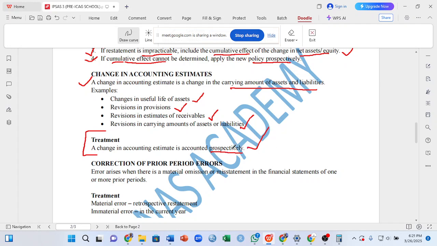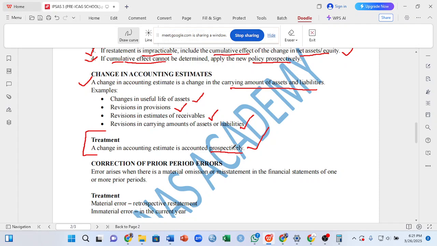This is where some people get confused. That's why I'm stressing more on it. Prospectively here means what? Now and future. The now we are referring to here is that even if the change occurs on 31st December of, let's say, 2022, you apply that change in 2022 as if you are starting from the beginning of the year. Are you okay? Do you understand prospectively? I think I've explained enough.